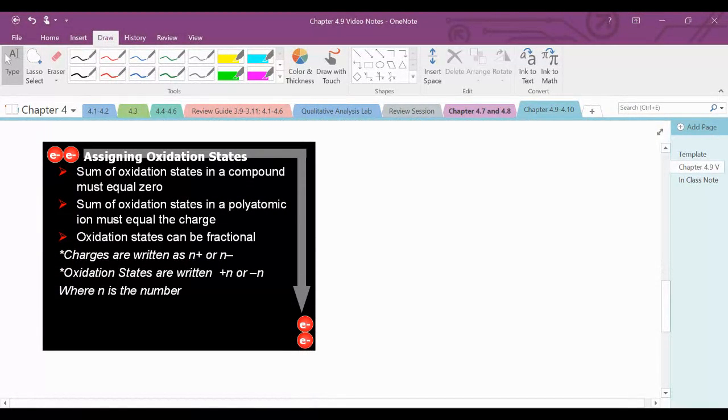So when you assign oxidation states, the sum of the oxidation states in a compound must equal 0. The sum of the oxidation states in a polyatomic ion must equal the charge of the polyatomic ion. Oxidation states can be fractional, and we'll look at an example of that. And this is just for format. When you write a charge, it's written as the number and then the plus or the minus, and oxidation states are written as the plus and then the number. So for charges, it would be N plus or N minus, where N is the number, and for oxidation states, it's the sign and then the number: positive N, or negative N.